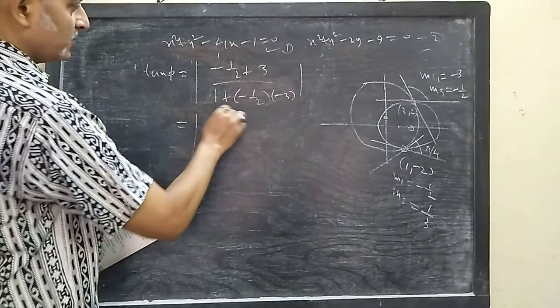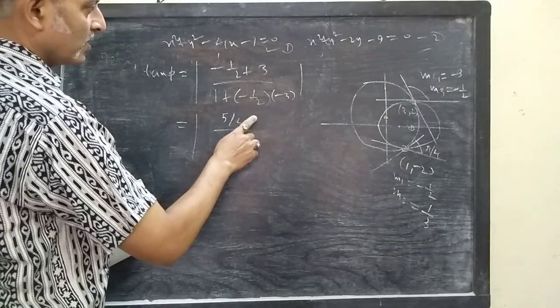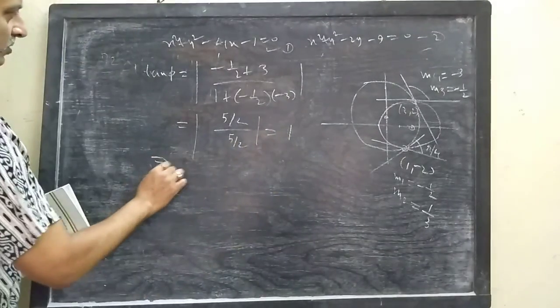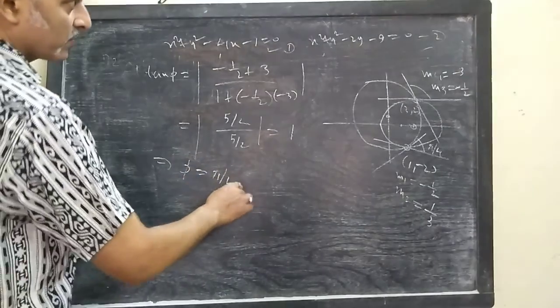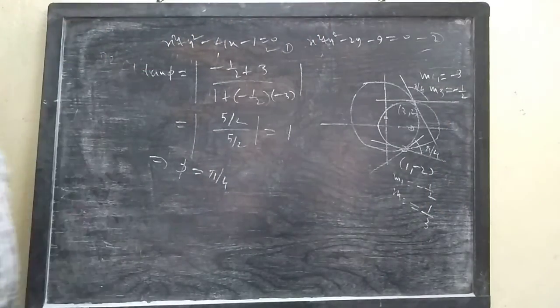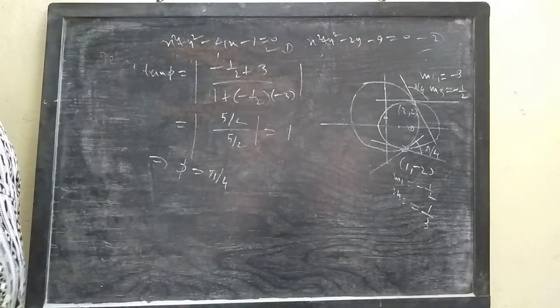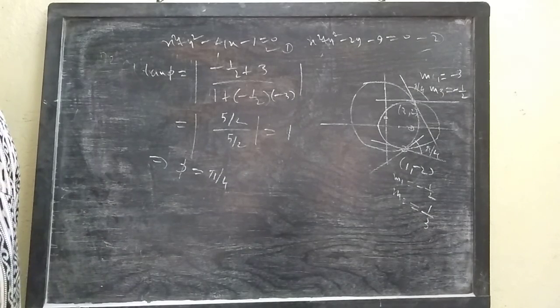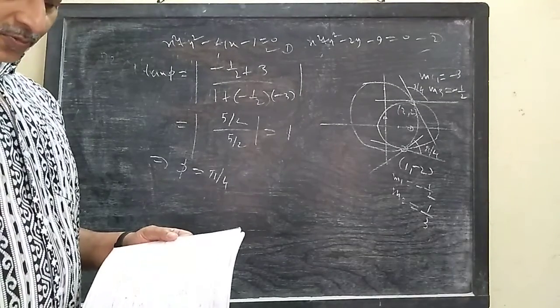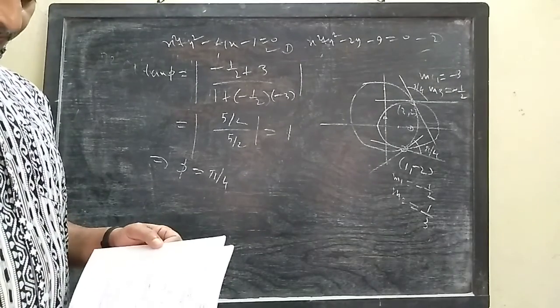This ultimately becomes 5/2, 3/2. This is also 5/2, 1. So we get phi is again pi/4. So both the angles we find are pi/4, but it is not necessary that the two angles must be equal. They may be unequal, but in this case we get the angle of intersection at the two points of intersection is the same, and that is pi/4. So I think you have understood how to find the angle between two curves.